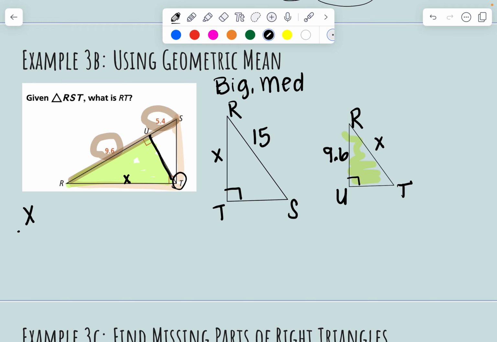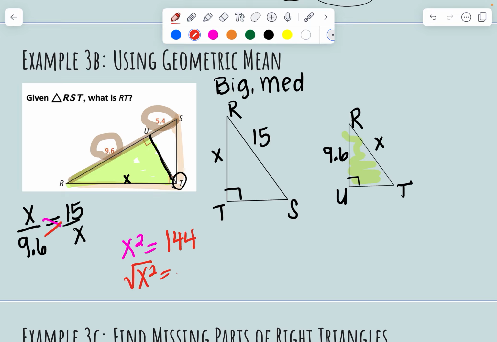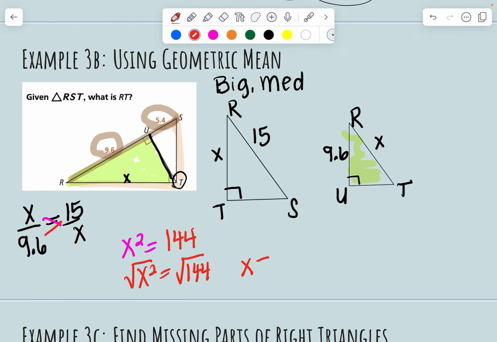So we can say X over 9.6 equals 15 over X. And then solving this, again, X times X is X squared. 9.6 times 15 is 144. So we'll do square root of X squared equals square root of 144, which means X is 12. So in this case, RT is 12.